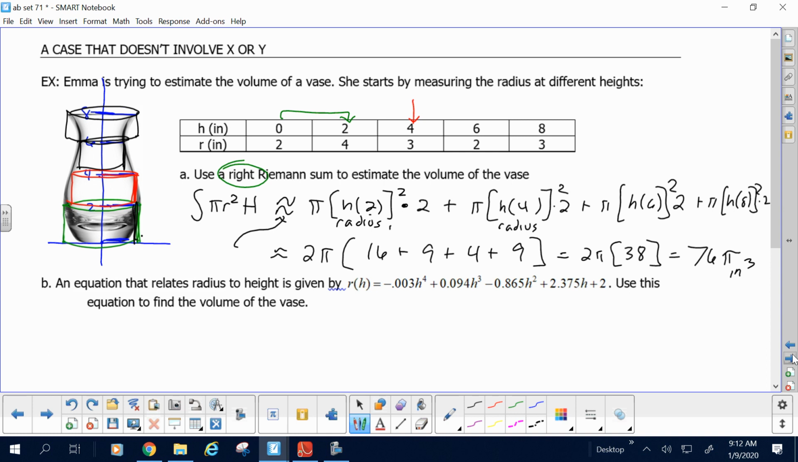All right. Last but not least, say then that instead of a table, I actually gave you an equation for what the R is depending on what the height is at any point. So this equation says, based on you saying the height is this, you could plug in the height of 0.2 and it would give you the radius. So this equation gives you radius as a function of height. Okay? Given that equation, how could you find the perfect volume?